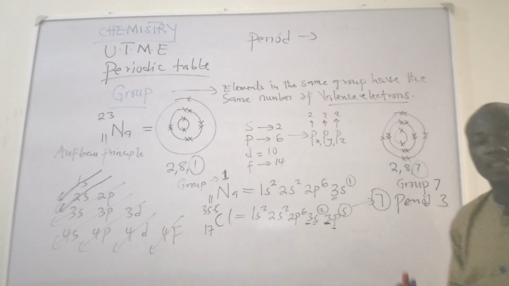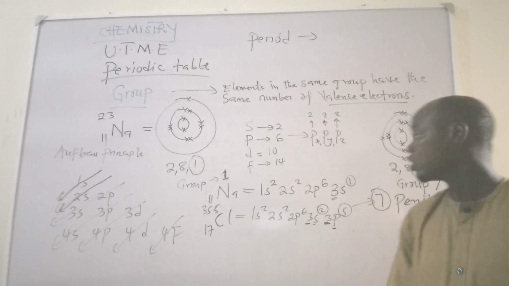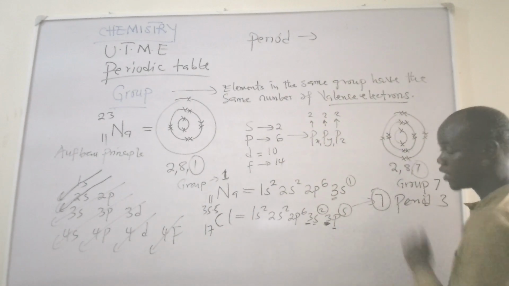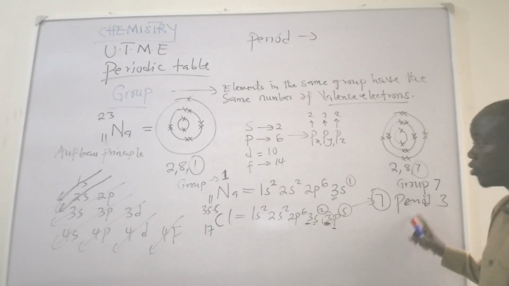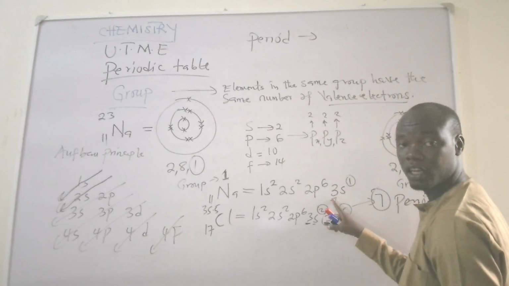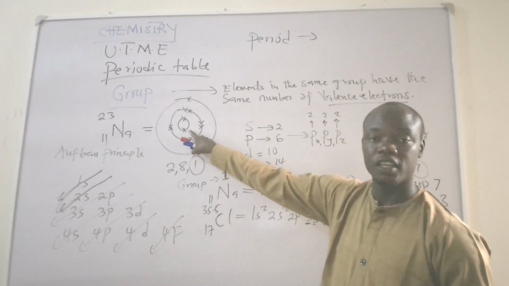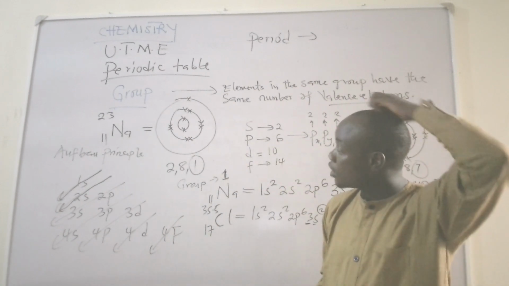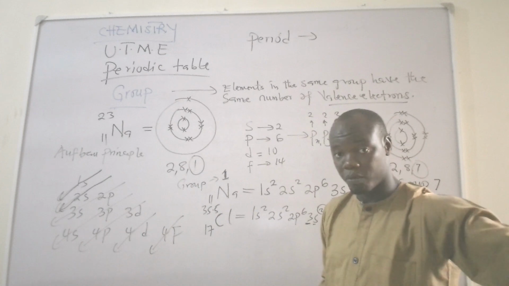So the number of shells indicates the period to which the element belongs. At the same time, we can use the energy level to know the period. The energy level of p here is 3, so that is why chlorine is in period 3. For sodium, the energy level is 3 and it's also in period 3. From here you can count 1, 2, 3 shells, so it is in period 3. That is how we know the group and the period of the elements.